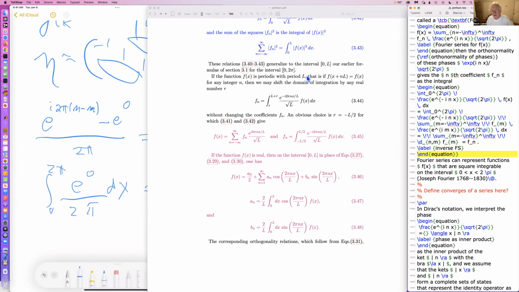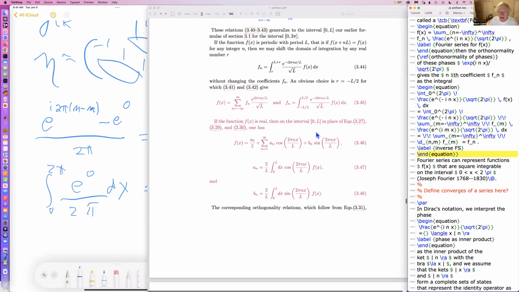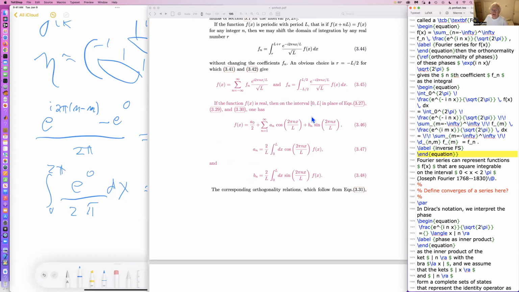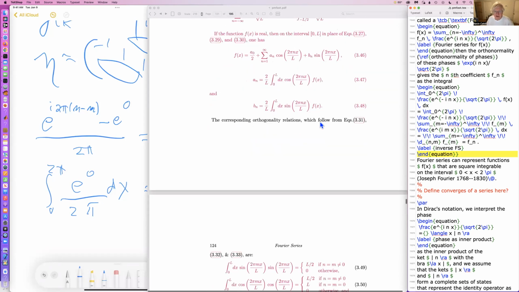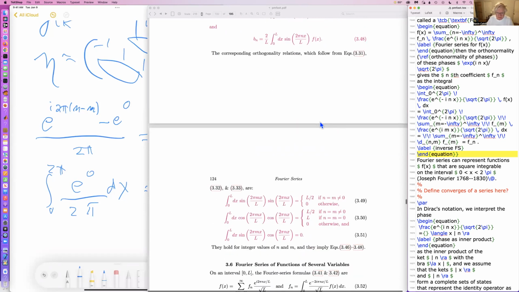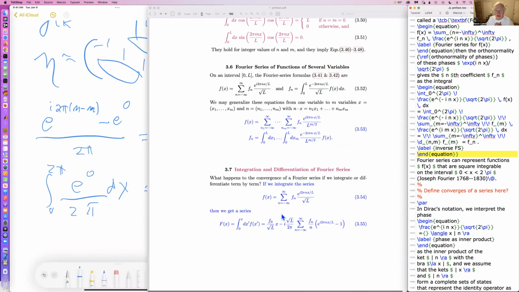So also, if you have period L, you can shift the interval, and so you can go from -L/2 to L/2. That's a common choice. And if the function is real, then you can write it this way in terms of real coefficients A and B, and cosines and sines. And these are the corresponding orthonormality relations.